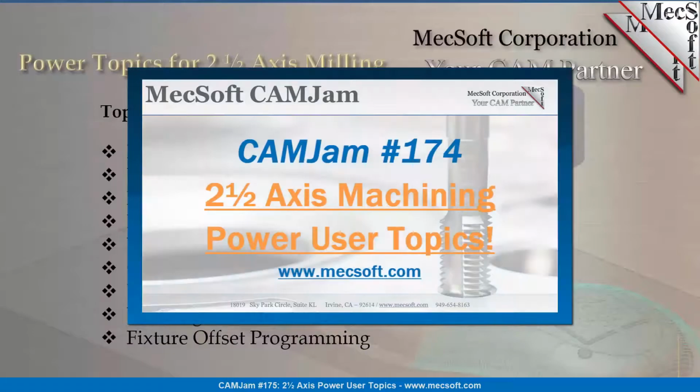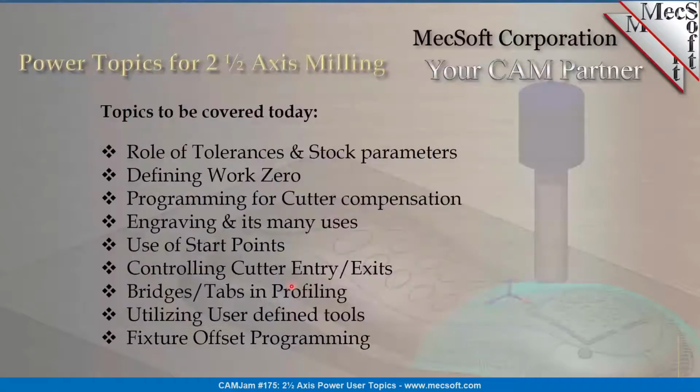So as mentioned before, today's topic is power topics for 2.5 axis milling. We'll be going through quite a few of these specialized topics that many of you might not be aware of, as well as defining and detailing some of the more advanced concepts in the product. We'll be starting out with the role of tolerances and stock parameters. We'll be discussing that and how you can control tolerances in stock to get the kind of machining you want.